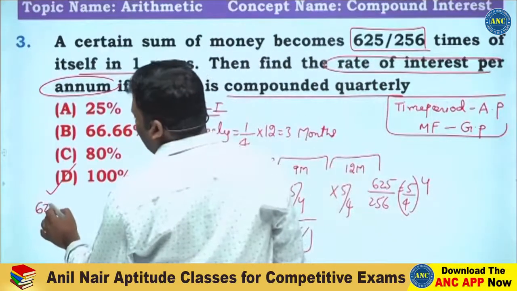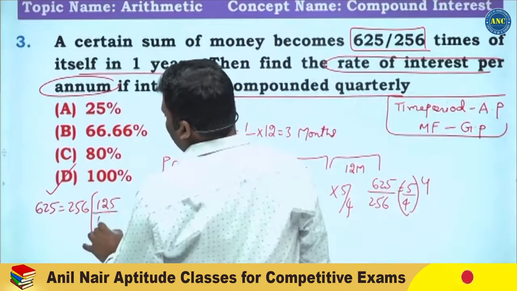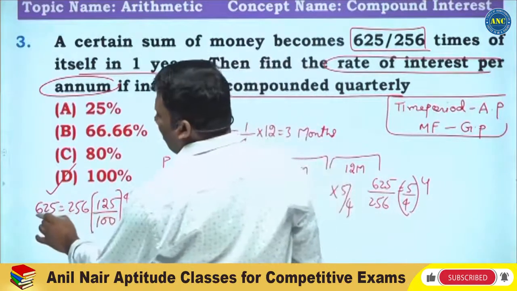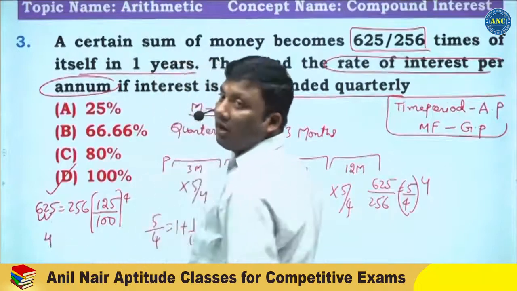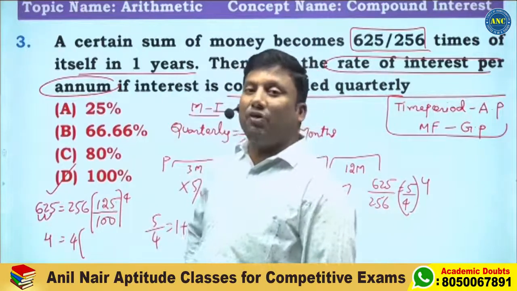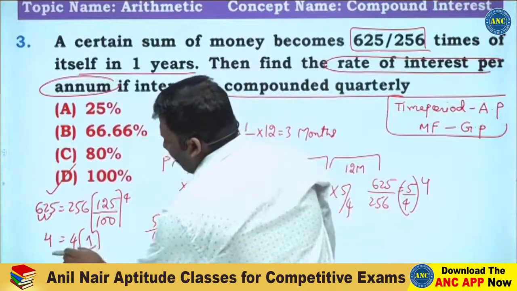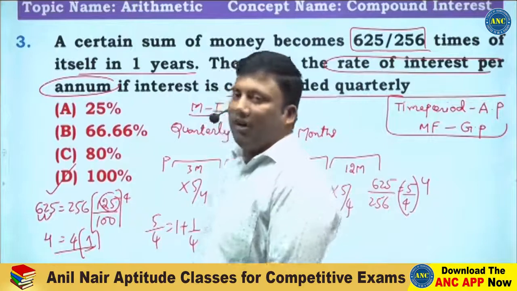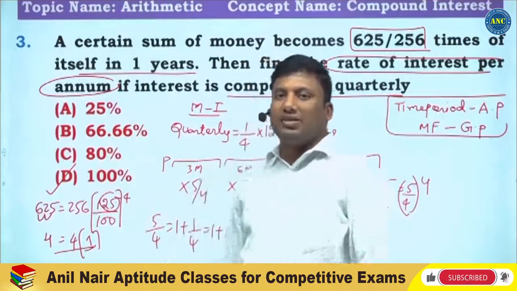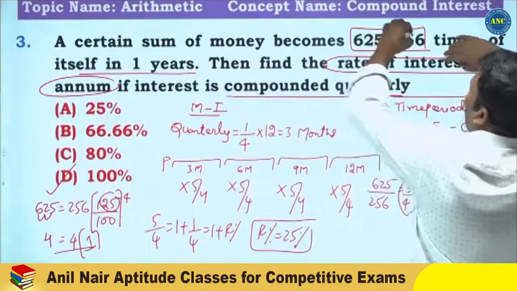Suppose I take 625 equivalent to 256 into 125 by 100 power 4. Check whether it is getting equal. 6 plus 2 is 8, 8 plus 5 is 13, 1 plus 3 is 4, equivalent to 4 into 8, 8 power 4. 8 power 4 is 8 square into 8 square. 8 square is 64, it is 1. 4 into 1, 4. Quarterly it is 25 percentage. Annually it is 100 percentage. Don't hurriedly tick mark the answer here. Just by looking at a question itself, I can say the answer.